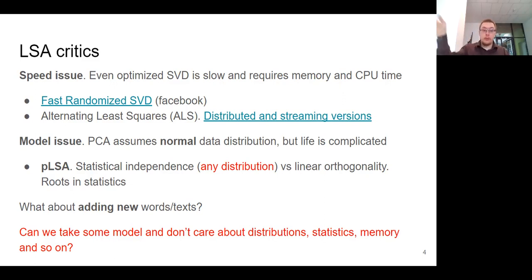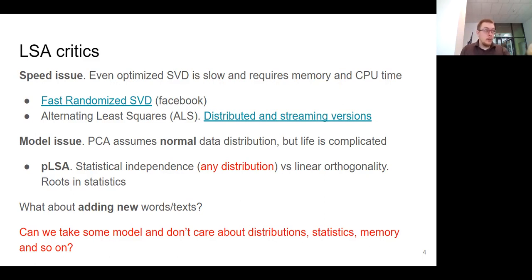Both the first and the second suggest distributed and stream versions. This is very important. If we usually do any lab in our university, we take a laptop, we run Jupyter Notebook, or we take Google Colab, and we run some decomposition or some machine learning model in this environment.